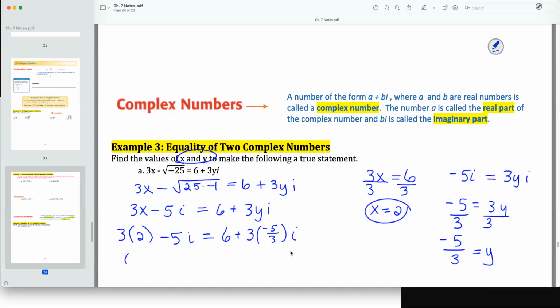Well, 3 times 2 is 6, so this side is 6 minus 5i. And then on the other side, 6. And then if I multiply 3 times negative 5/3, it's going to be just negative 5, so negative 5i, since those 3s cancel out. And that's equal. 6 minus 5i is the same thing as 6 plus negative 5i. So we're good. We found the two numbers that would have to be.